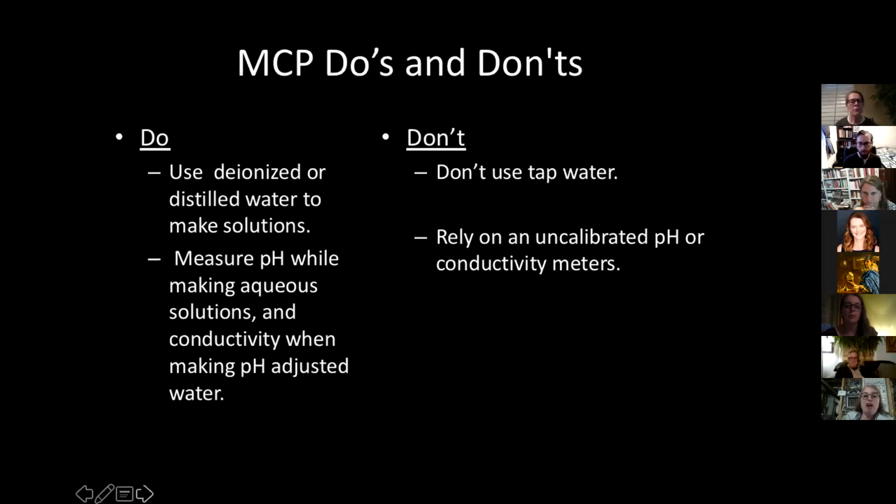So now that we've covered what the MCP does and does not do for you, I want to talk about what you should do and not do when using the MCP. There's not a lot of hard and fast rules for the MCP, but if there were, I would put them into this MCP do's and don'ts section. So do use deionized or distilled water to make solutions. Don't use tap water. Do measure the pH while making solutions, the aqueous solutions, and the conductivity when making the pH adjusted waters. And don't rely on uncalibrated pH or conductivity meters.